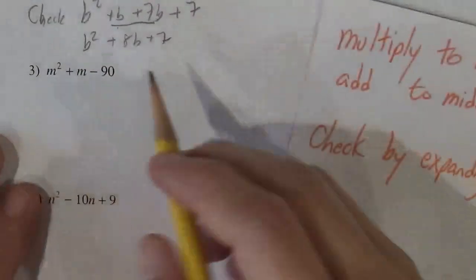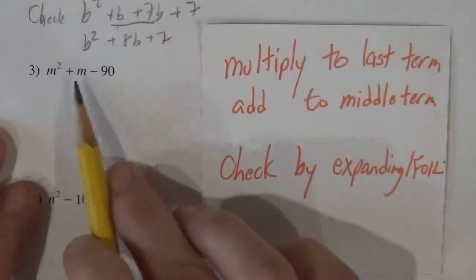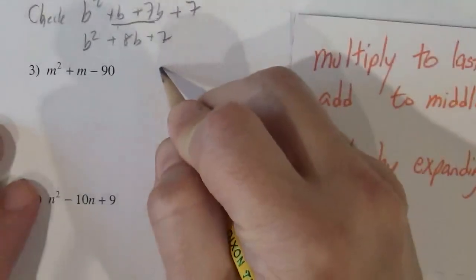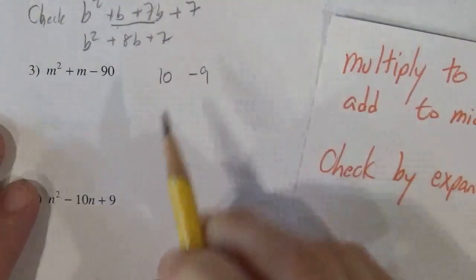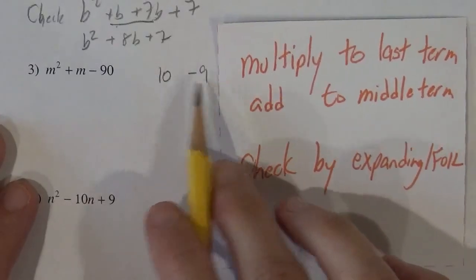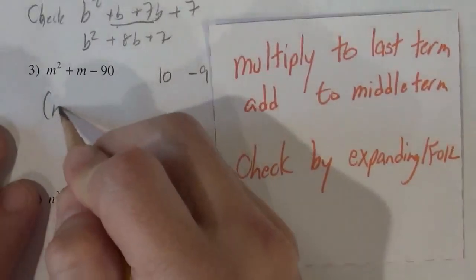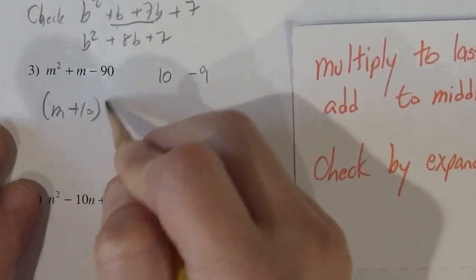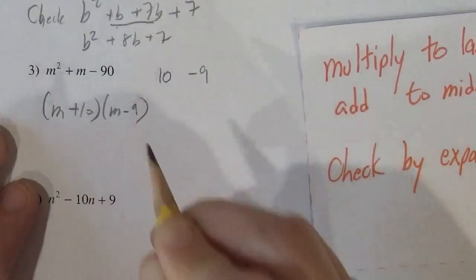So now, again, we got to multiply to make negative 90, add to 1. So I'm thinking a positive 10 and a negative 9, multiply to make negative 90, and then 10 plus negative 9 is positive 1. So this will be m plus 10 times m minus 9.